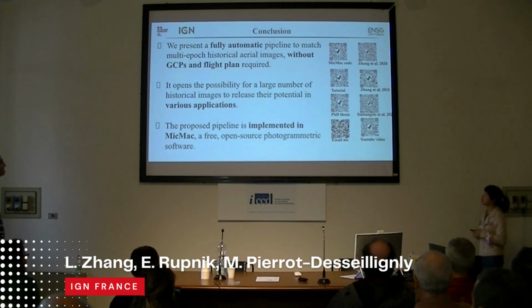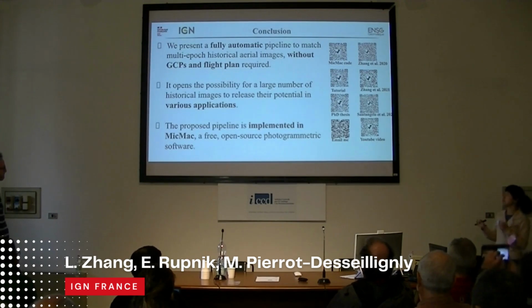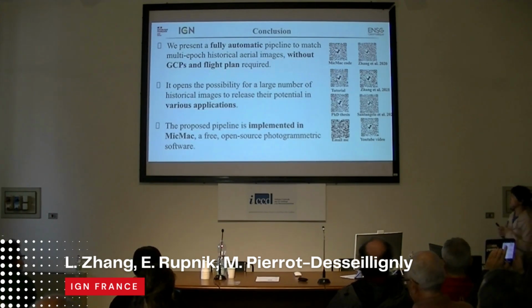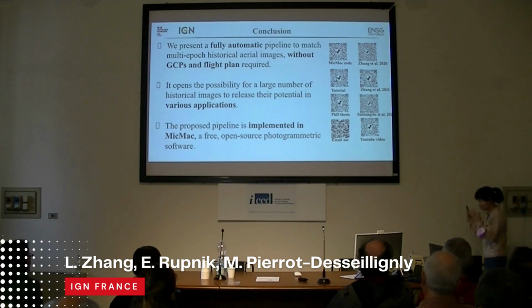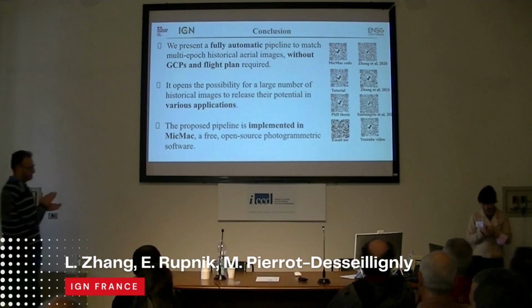So, in conclusion, we present a fully automatic pipeline to match multi-epoch historical aerial images without any GCPs and flight plan required. And also, our pipeline is implemented in MicMac. It is a free open source photogrammetric software, so feel free to use it. Its pipeline is available online. Okay, that's all. Thank you very much.